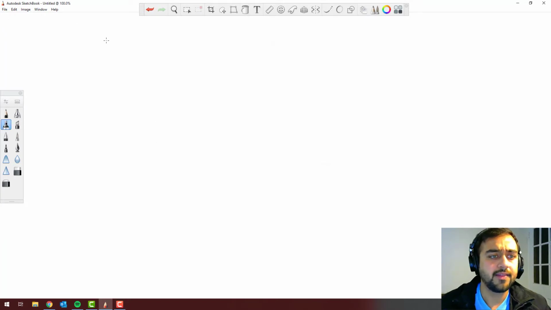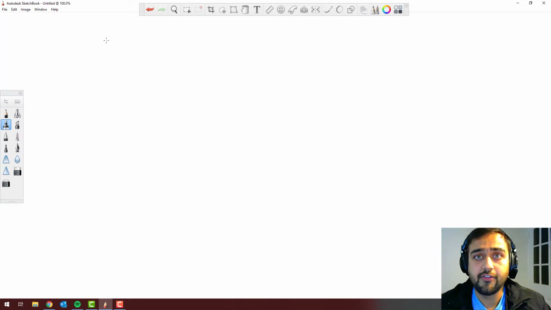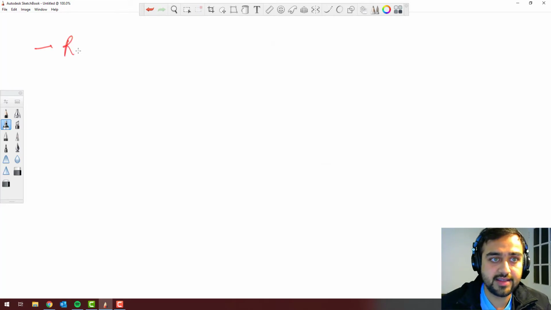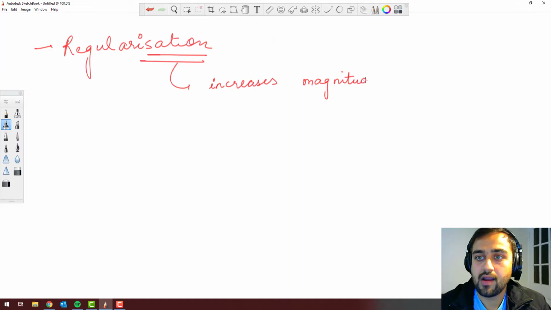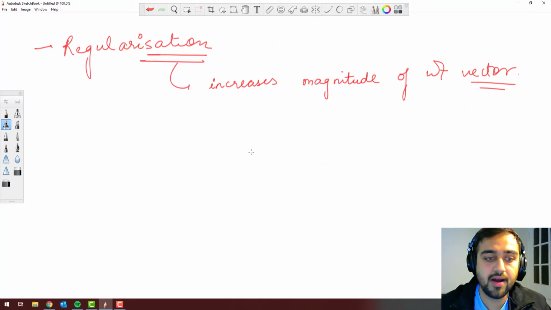Right. So there are many forms of smoothing or corrections that are needed, or hyperparameter tuning that is needed, for neural nets. One such thing is regularization. Right. So regularization helps when our network is overfitting. Regularization makes our model less likely to overfit, but this could lead to underfitting as well. What regularization does is it increases the magnitude of our weight vector. How does it do it? It does so by introducing a term gamma sigma w square.